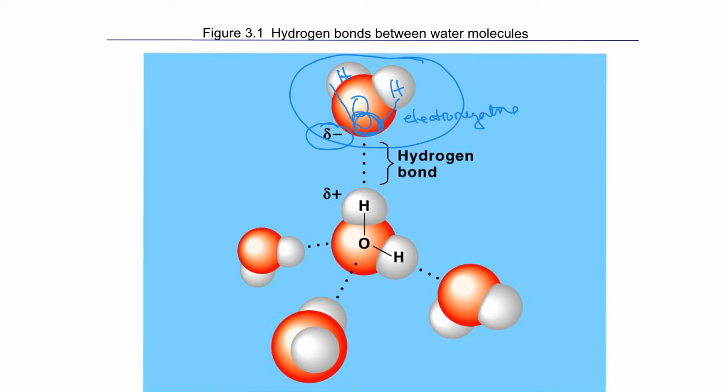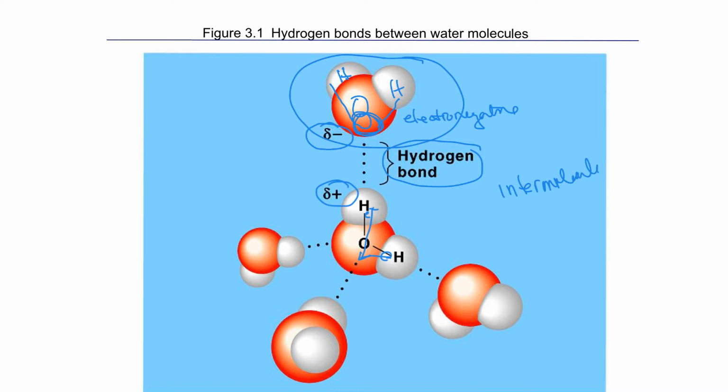The hydrogen end of the water molecule, hydrogen has its electrons. It's sharing an electron with oxygen, but it's no match for oxygen's electronegativity. And so the electron that hydrogen has is being pulled closer to the oxygen end. And so it makes this end of the water molecule partially positive.